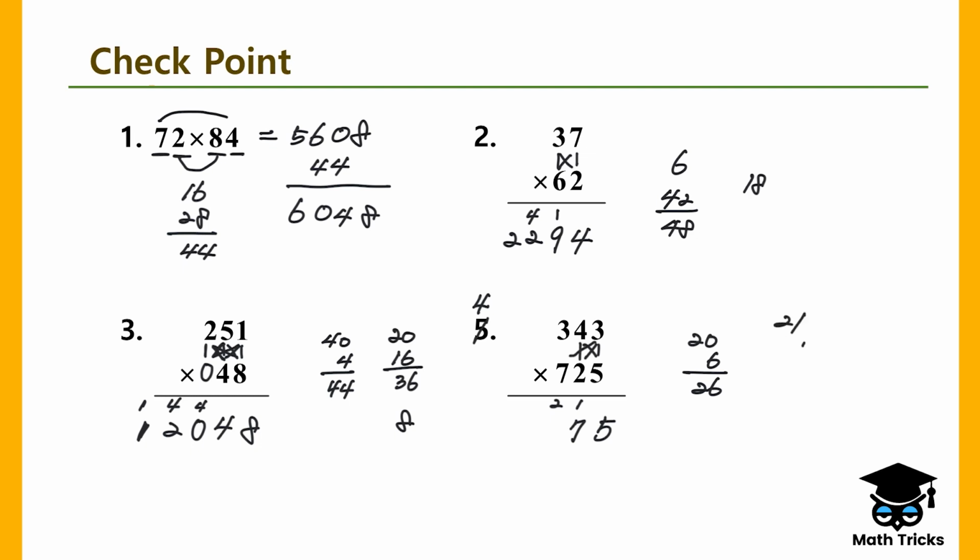4 times 2, 8. 3 times 5, 15. So that's going to be 30, 44, right? 44. So 44 plus 2, 46. 46. And 4 times 7, 28. 3 times 2, 6. That's 34. 34 plus 4, that's 38. So 38. 3 times 7, 21. 21 plus 3, that's 24. So we have 2, 4, 8, 6, 7, 5.